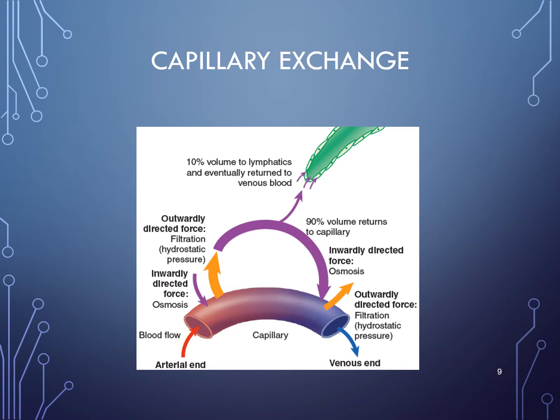Stuff like oxygen and nutrients, glucose. Now the bigger components like salts and some proteins, they're going to stay in, but those smaller components are going to be pushed out on the arterial side.